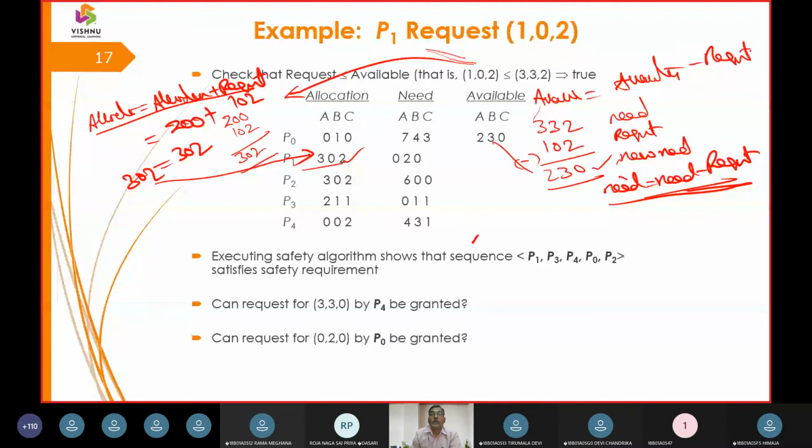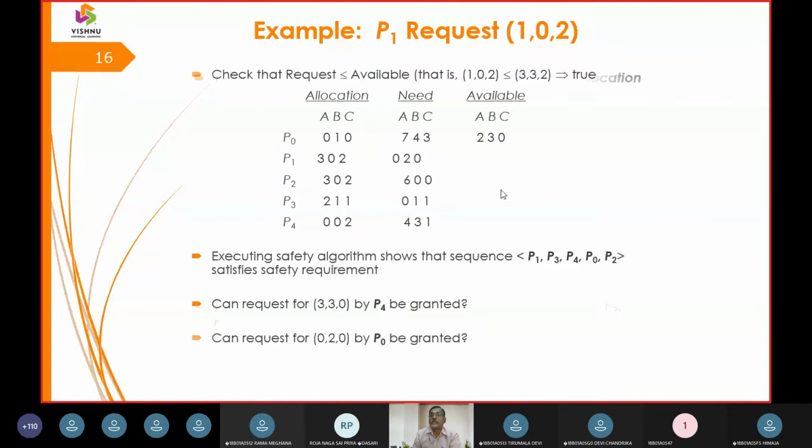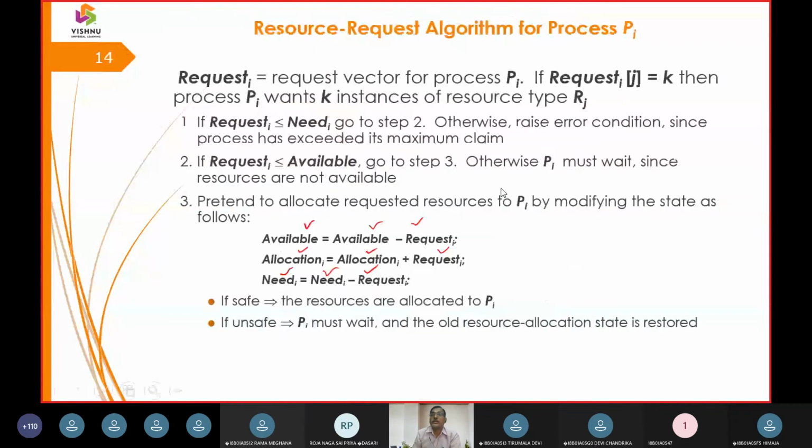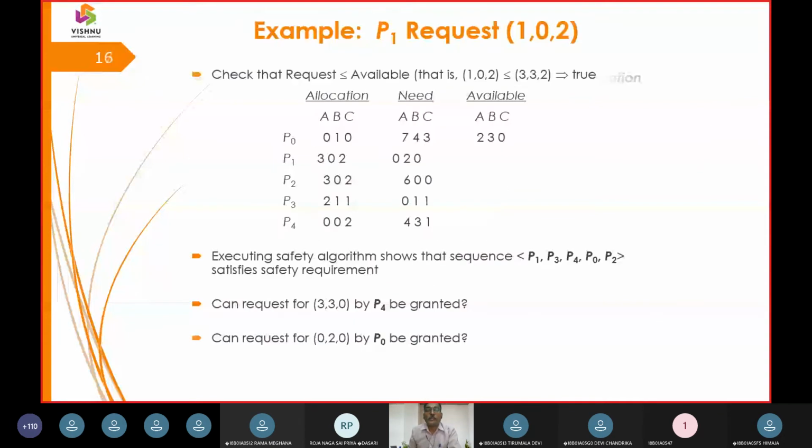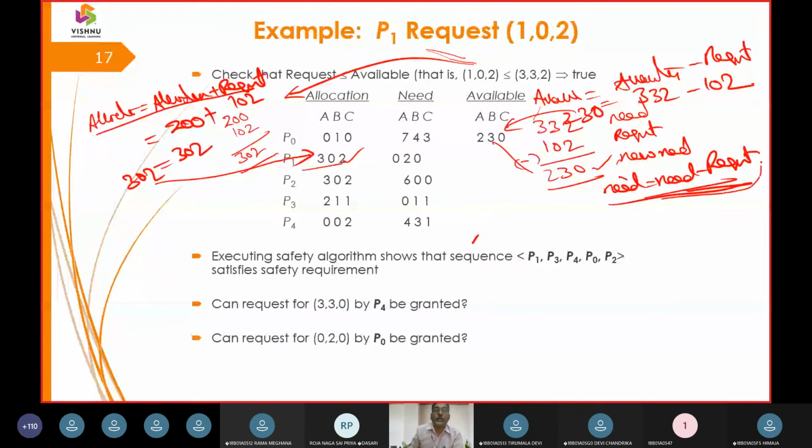So 230. One more thing I have to show you, the third one, availability. Allocation we have taken up, need we have taken up. Need is equal to need minus request also we have taken. So in the case of need, we execute need is equal to need minus request. In the case of availability, we derive availability minus request. So need and availability are both the same. Okay.